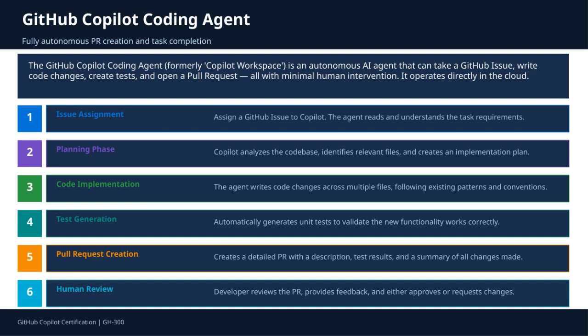Once the code and tests are ready, the agent creates a comprehensive pull request. This PR includes a clear description, test results, and a summary of all changes made. Finally, the human developer steps in to review the pull request, providing feedback and either approving it or requesting further changes. This collaboration between AI and humans helps maintain quality while accelerating development.